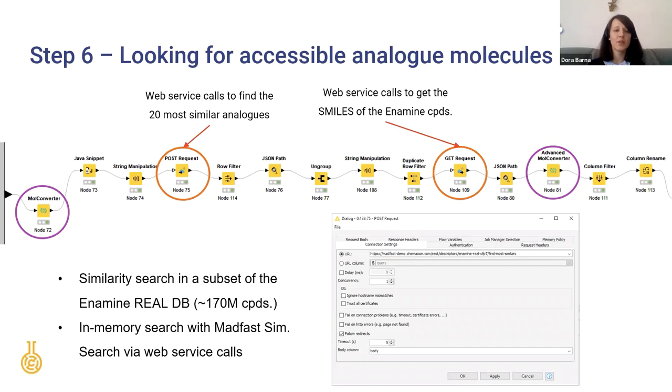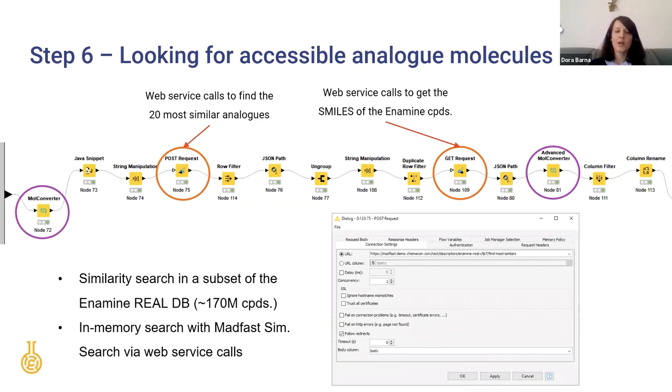And for this, we are going to do a large-scale similarity search, where we will search for similar structural analogs of the virtual compounds in a subset of the Enamine REAL database, which contains 170 million compounds. For this, we are going to use the MedFast similarity search software, which performs an in-memory search and can be used to find structural analogs even in such large compound collections.